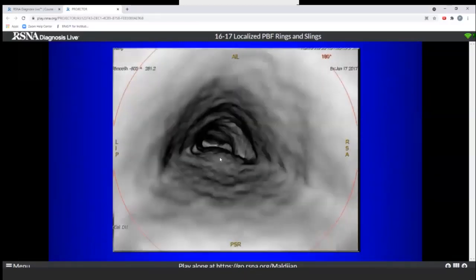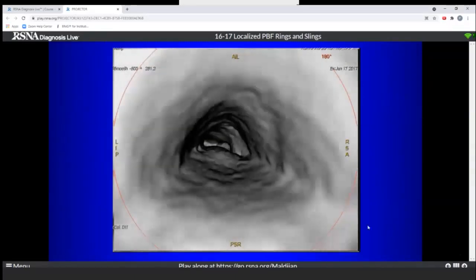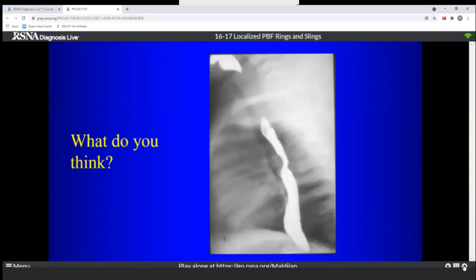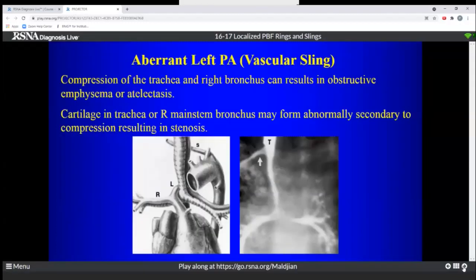So as we go down the airway, you can see the extrinsic compression there on the airway wall, and this can result in respiratory symptoms from narrowing of the airway. Also on plain film, you can see an indentation here between the trachea and the esophagus. So whenever you see that, you're going to think pulmonary sling. See the pulmonary sling going across, diagram here, between the trachea and the esophagus. So that is a vascular sling, aberrant left pulmonary artery.